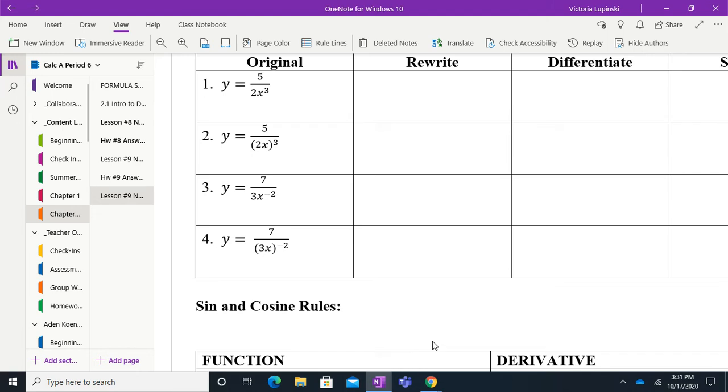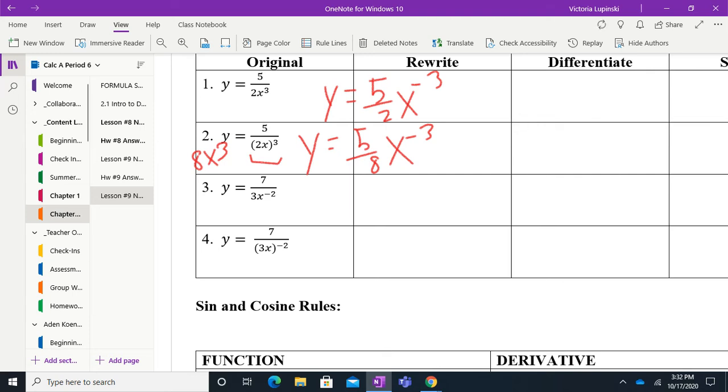So in the rewrite step for number 1, 5 over 2 x to the third, the very best way that you can rewrite that is y equals 5 halves times x to the negative 3. Then for number 2, the best way that you can rewrite this is by actually cubing the denominator and then simplifying. So if you cube the denominator, you're going to get 8x cubed. If you have 5 over 8x cubed, you're going to write that as 5/8 x to the negative 3.